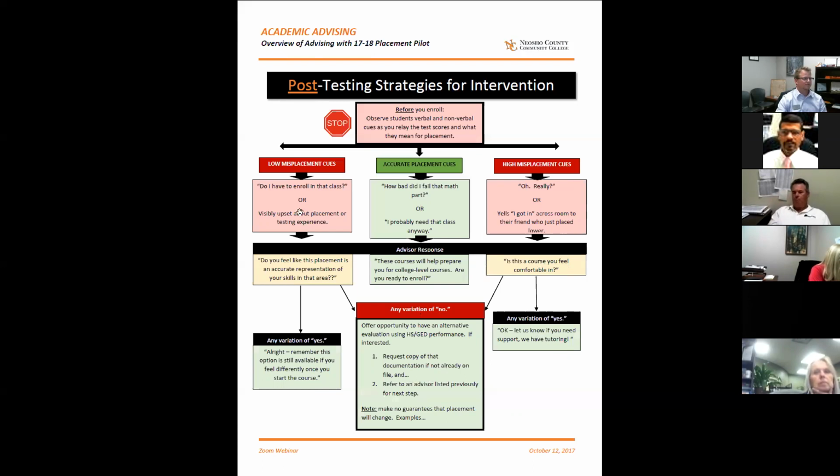So if you do have some cues that might indicate that they are being misplaced, that's a perfect opportunity to talk about the pilot as an option for alternative evaluation, and then go through those steps again. Request a copy of the documentation that we would need if it's not already on file, and then refer to one of the advisors that was listed previously.